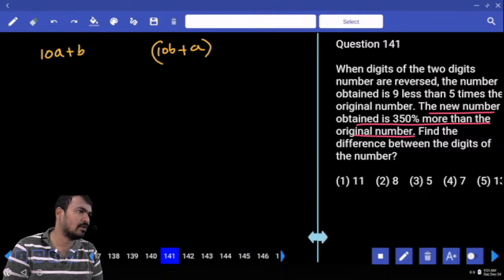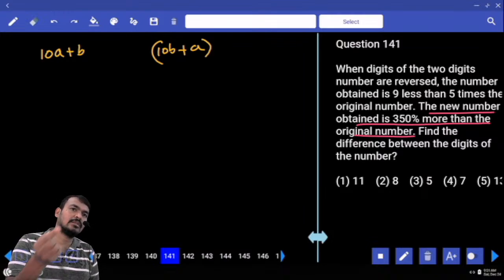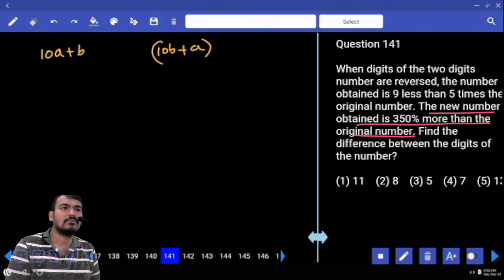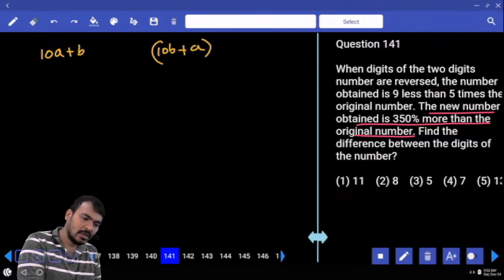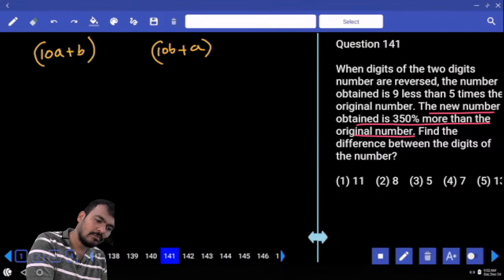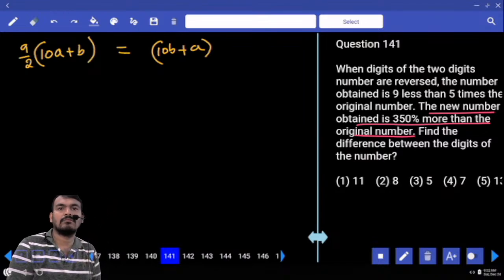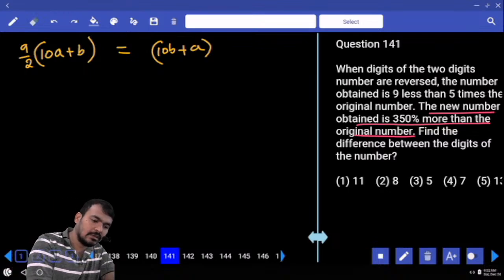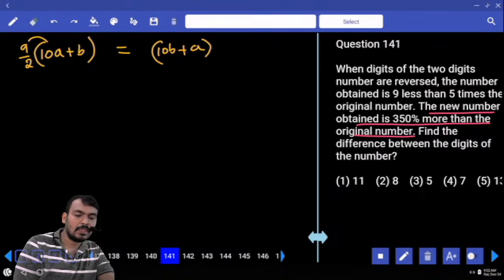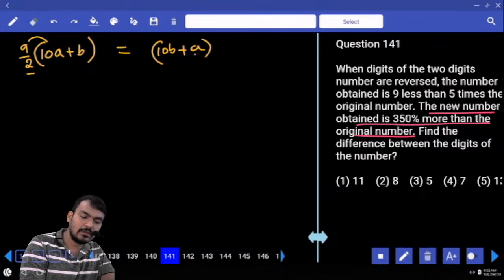350% means 7 by 2, that is, out of 2 parts, 7 parts more. So the new value is 9 by 2 times the original value. This we write as 9 into 10, 90a, minus 2 into a, 2a. The difference is 88a.